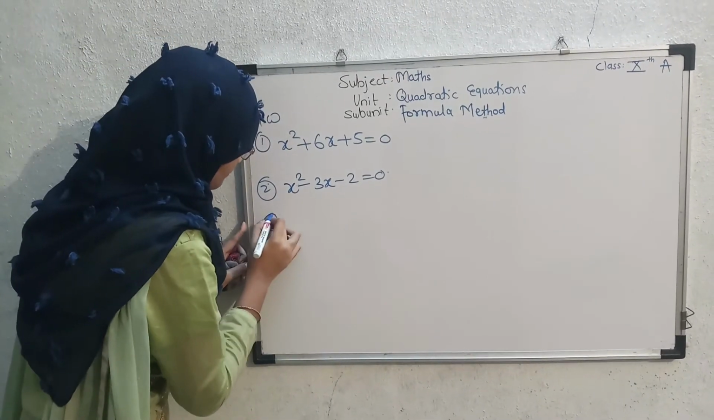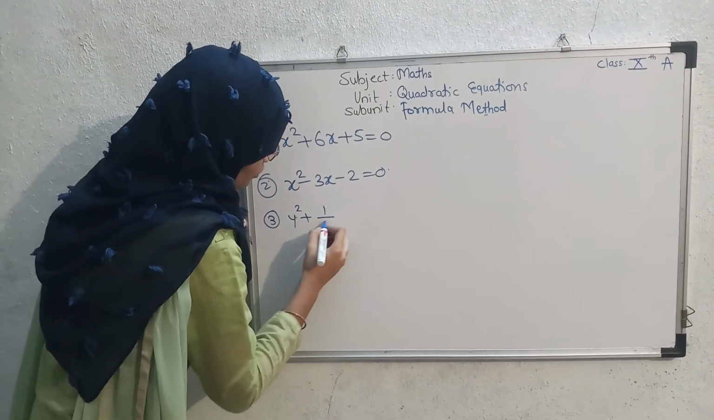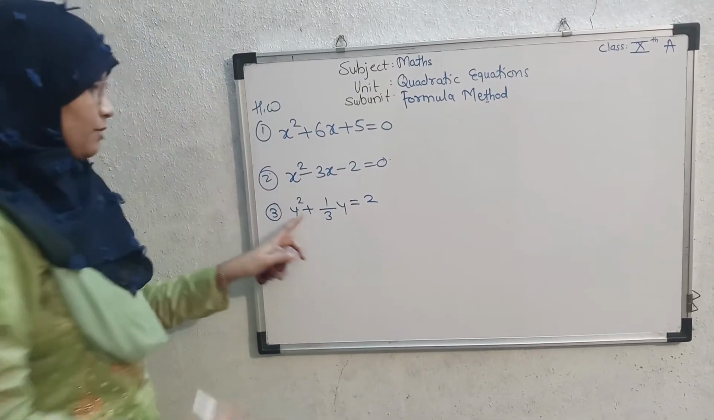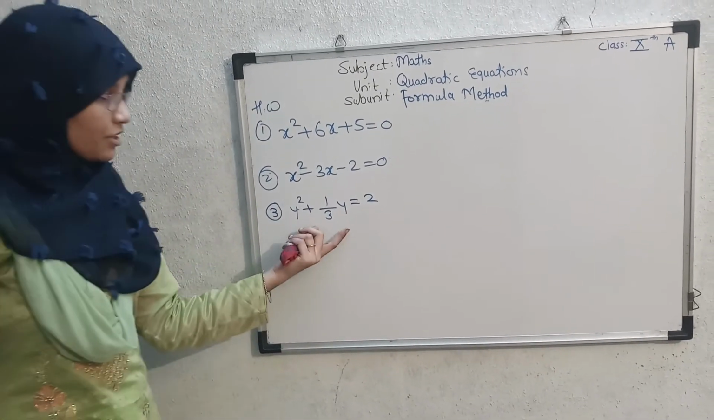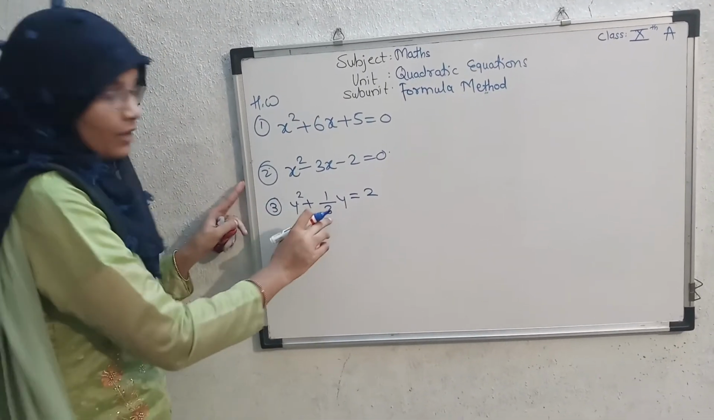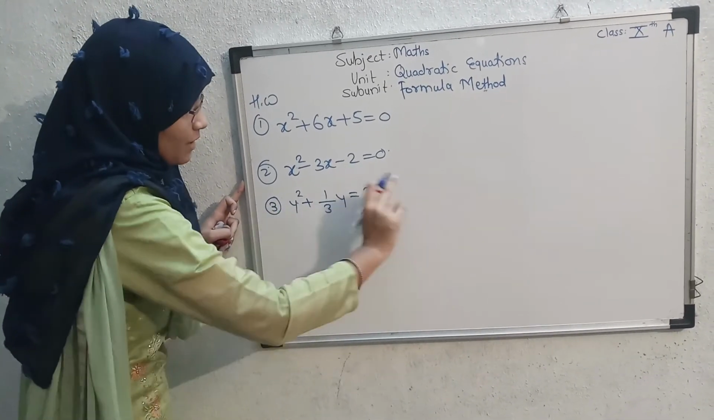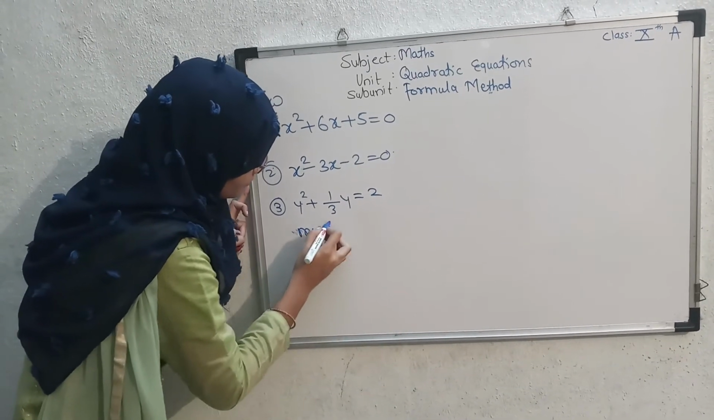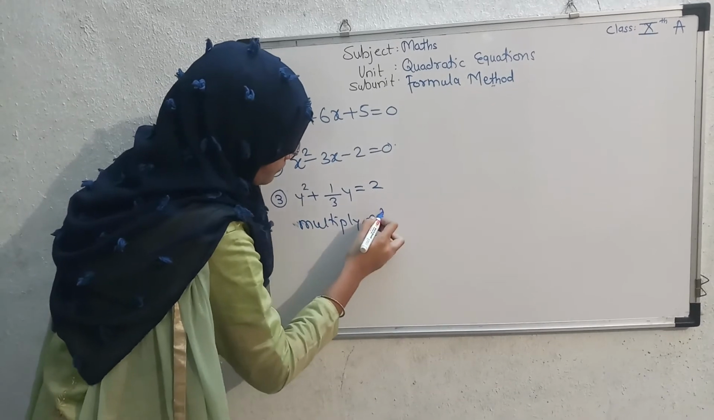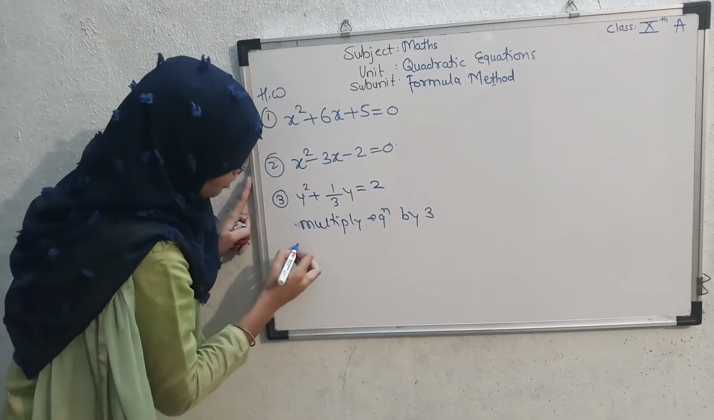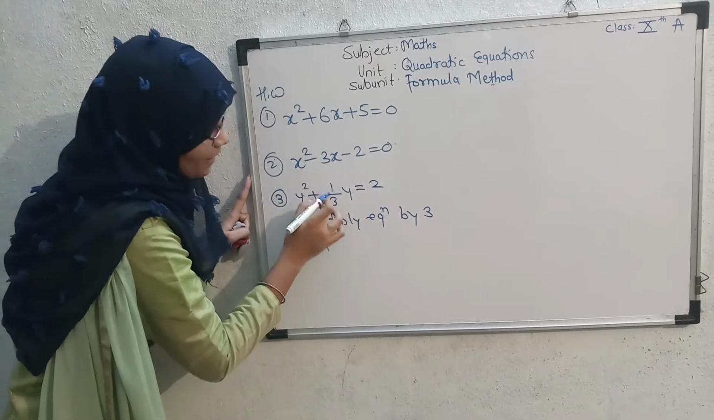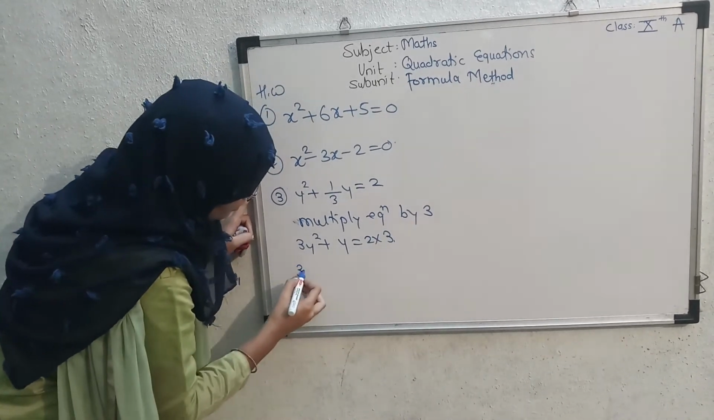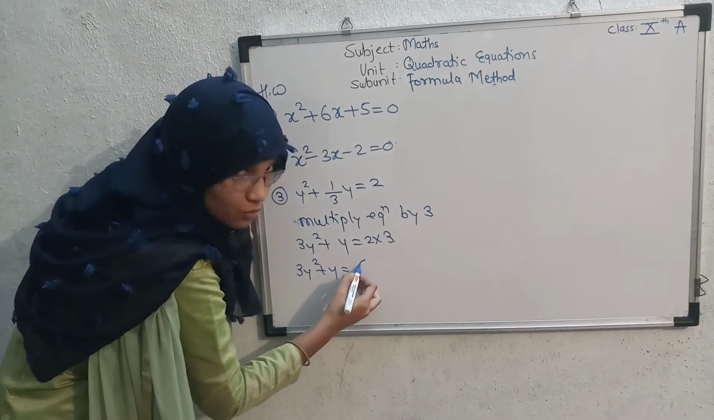And third example is y square plus 1 upon 3y is equals to 2. To solve this equation, first convert it into standard form. That is, to cancel this 3, first multiply the whole equation by 3. We got 3y square plus y is equals to 2 into 3. We got 3y square plus y is equals to 6.